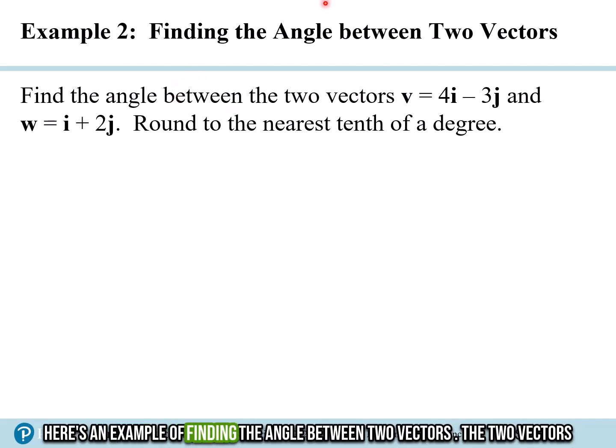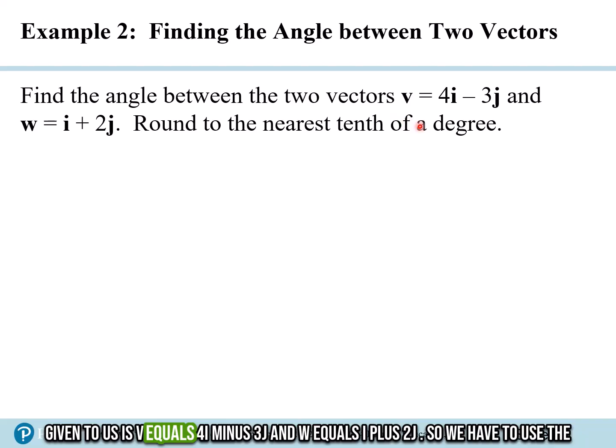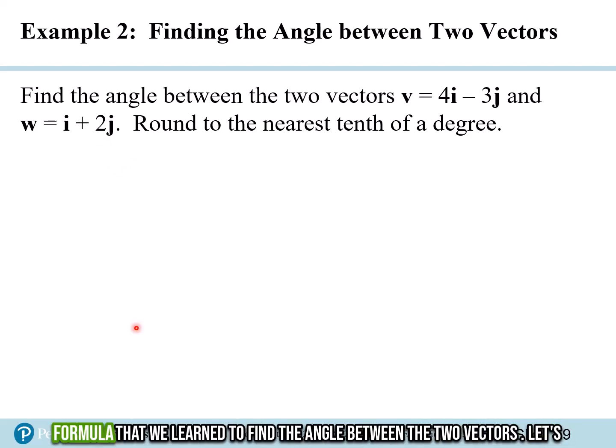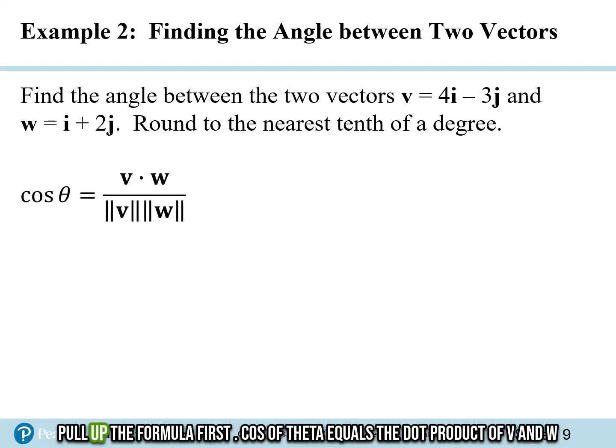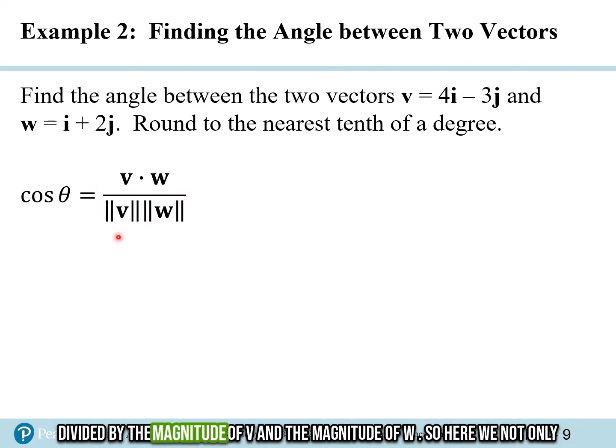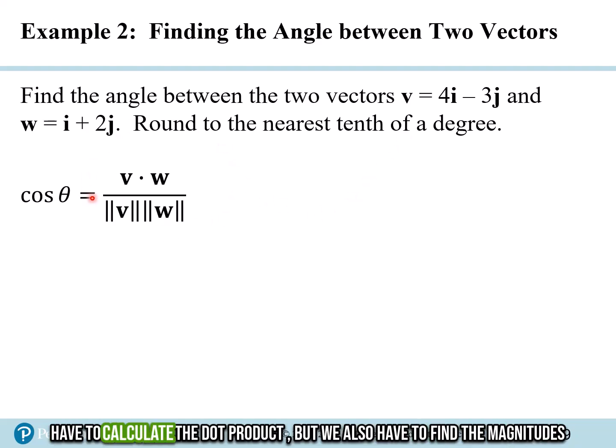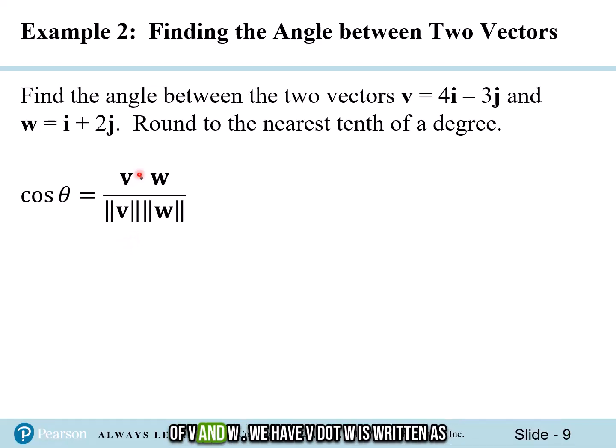Here's an example of finding the angle between two vectors. The two vectors given to us are v equals 4i minus 3j and w equals i plus 2j. So we have to use the formula that we learned to find the angle between the two vectors. Let's pull up the formula first. Cos of theta equals the dot product of v and w divided by the magnitude of v and the magnitude of w. So here we not only have to calculate the dot product, but we also have to find the magnitudes of v and w.